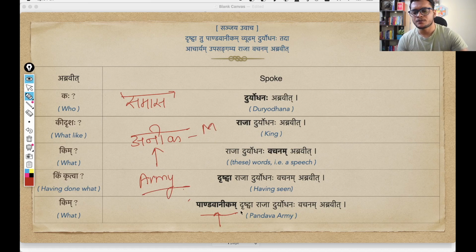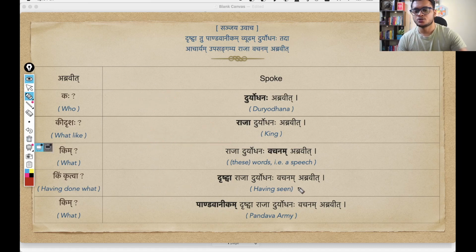And here, Pandava Nikam is being used in second case. Why? Because again, it is an object: after seeing, having seen the army of Pandavas, since it becomes the object of a verb, that's why it is used in second case. And Anik becomes Anikam. So Pandava Nikam, army of Pandavas. So the question was, Drishtva Raja Duryodhan Vachanam Abrivit, that having seen something, Raja Duryodhan spoke these words. The question was, having seen what? And in response, the answer is, having seen the army of Pandavas. Okay. So far, so good.